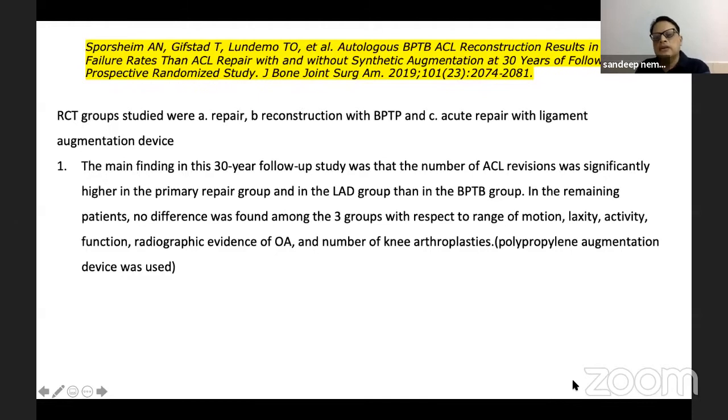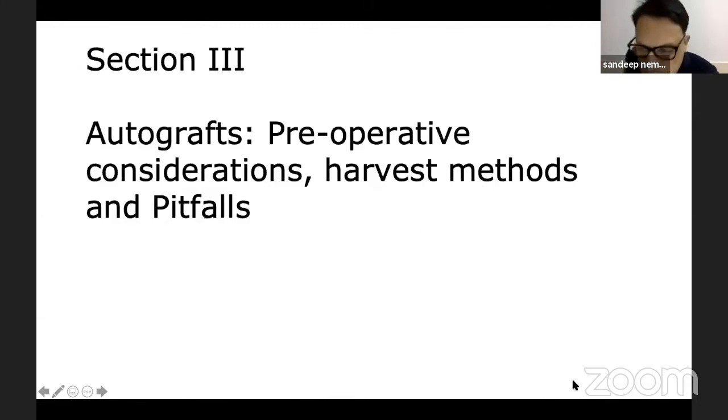But we understand that since the newer generation of ligament augmentation devices have come up, and this is a 30-year follow-up study, we expect that in due course of time the findings are going to change in favor of the ligament augmentation device. Now this is section 3 and the last section of my talk, where I'm going to discuss the preoperative considerations, harvest methods, and pitfalls associated with autografts.